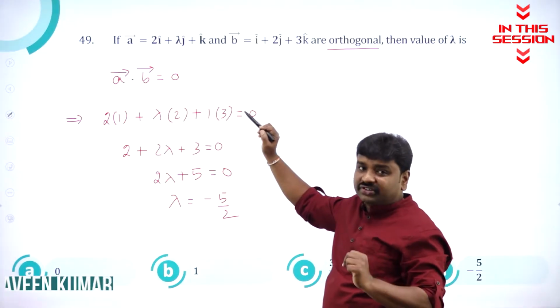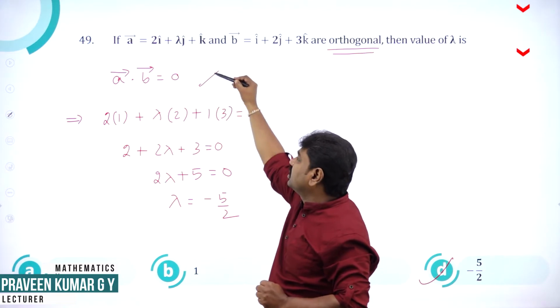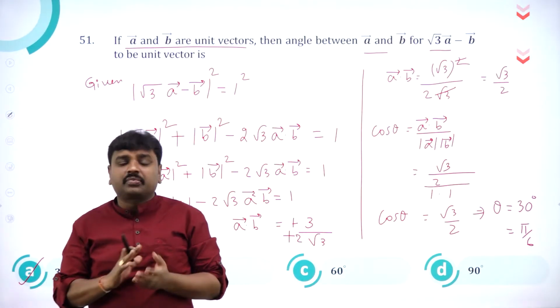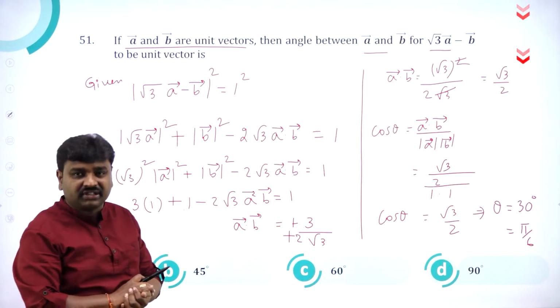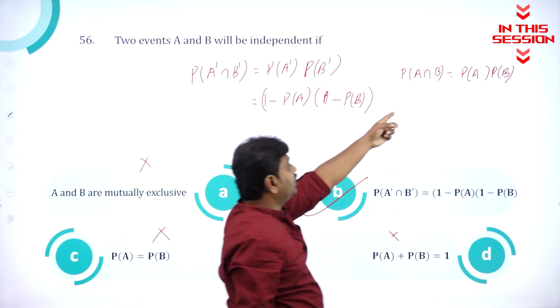Two non-zero vectors are said to be perpendicular or orthogonal. Both mean same. The dot product is zero. That's what we use. Vectors always direct problems has been appeared in the past CET. Just if you know the concept. If A and B are independent, P of A intersection B is P of A into P of B.